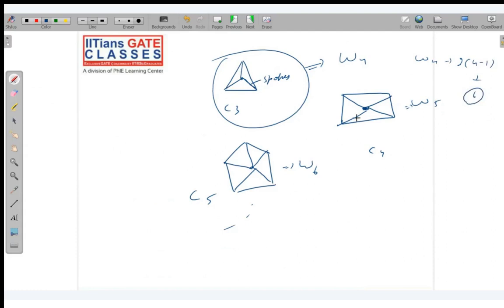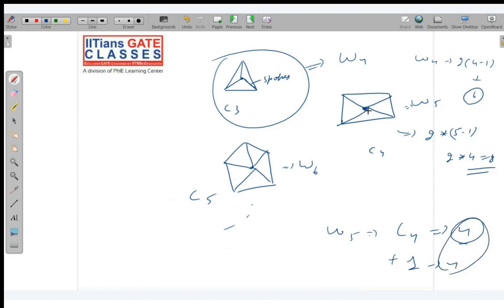Okay. So here also, for W5 you will say 2 into 5 minus 1, so 2 into 4, that is 8. Okay, so why are we getting 8? That is very easy. See W5, how did you make W5 from C4? C4 had 4 edges. Now one more vertex you have added and 4 edges you have again added. Na? 4 were the spokes, so total 8 is the answer.